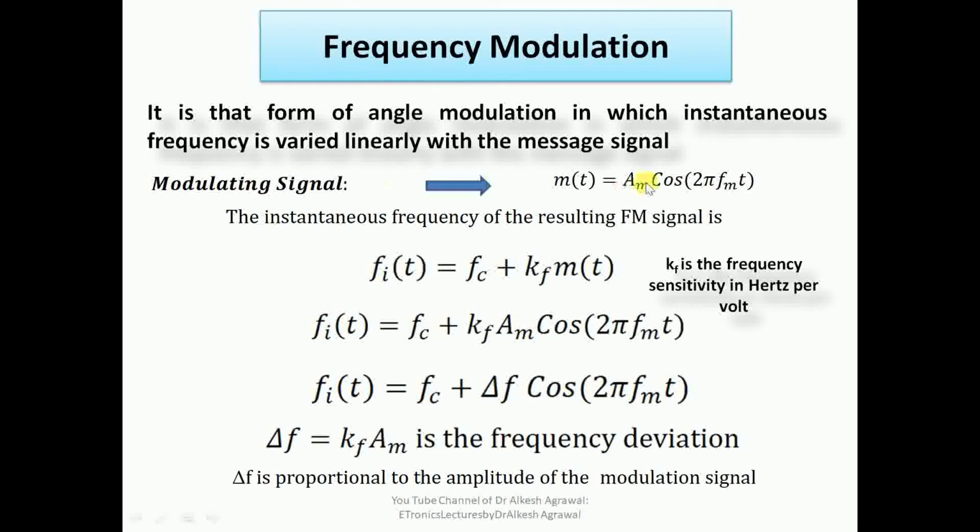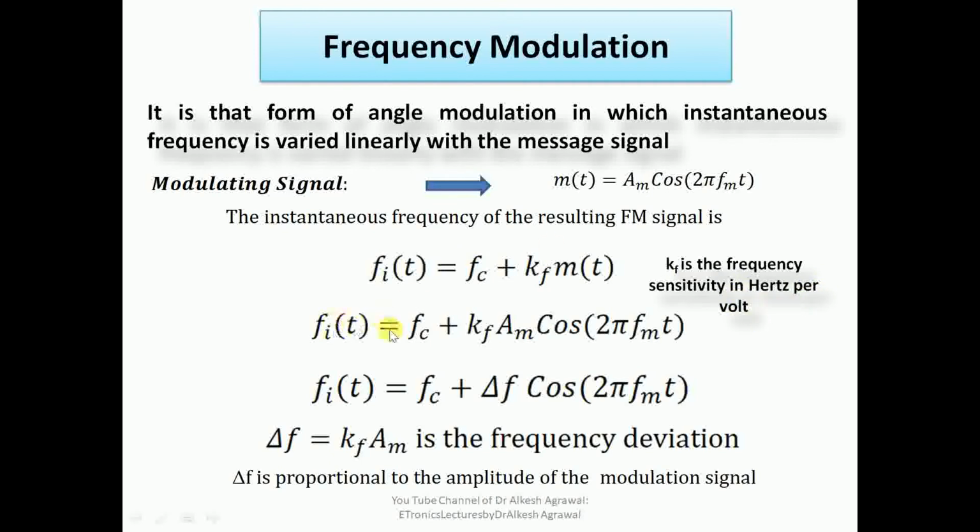So this is our modulating signal m(t) = Am cos 2πfmt. Now this fi(t) is our instantaneous frequency, and that has to be varied in accordance with the message signal, which is m(t). So the carrier frequency is varied as fc + kf m(t), where kf is the frequency sensitivity, depicted in terms of hertz per volt.